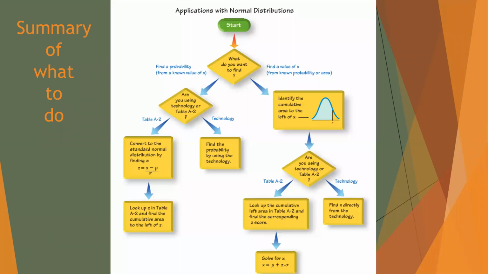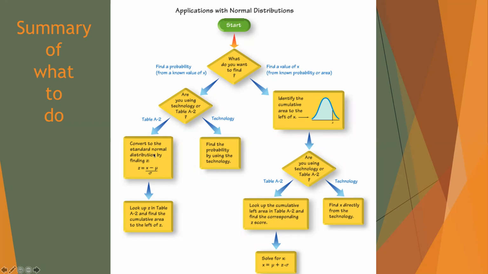Kind of a summary of what we want to do. This is a really good flow chart. If you're ever trying to solve these problems and you're really confused, you need to figure out, am I finding a probability or am I finding a value of x? Depending on which one you're trying to do will determine which path you'll take, right? If you want to find a probability, are you going to use technology? If you use technology, boom, it's really simple.